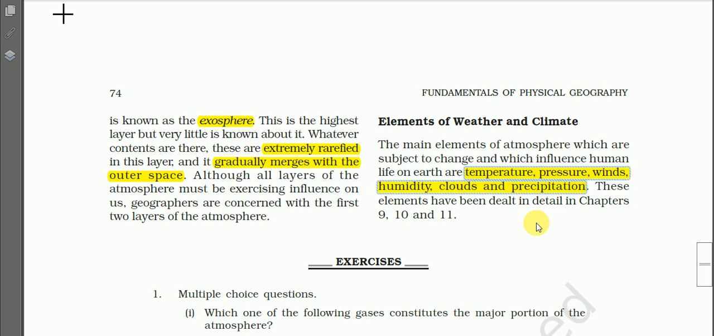See here: temperature, pressure, winds, humidity, clouds, and precipitation. These are the important elements of weather and climate, and they will be learned in the coming chapters. That is why it is mentioned here. These elements will be dealt with in detail in the coming chapters 9, 10, 11. We are going to learn chapter 9, and in that we shall discuss it in detail.